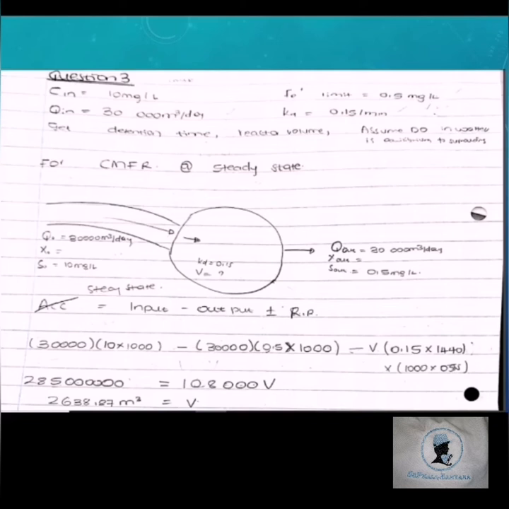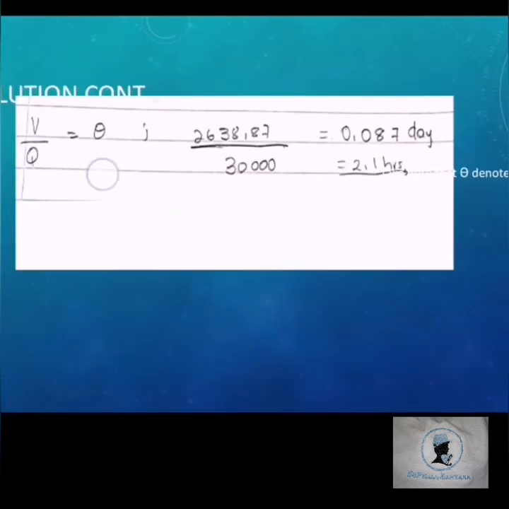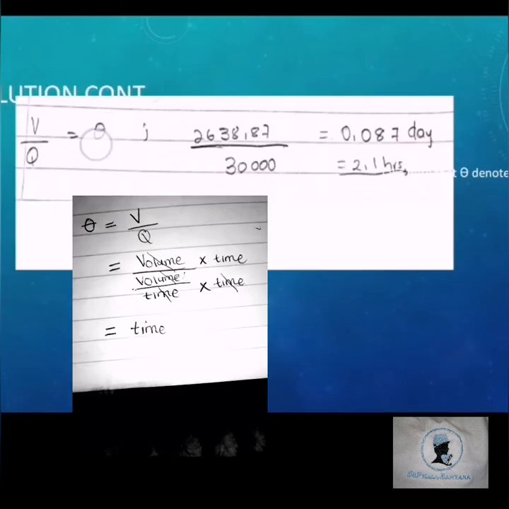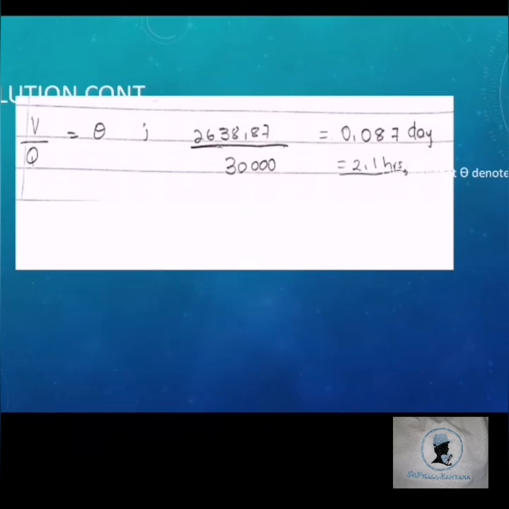And then for us to get the time, we said V over Q is equal to theta. Take note that theta denotes time. So it's 2638.87 divided by the flow rate gives us that amount of time. I'm not very sure about this time, but yeah, it gave us that. So please double check this. But the time we're not really going to use, because we can always use the volume to compare the two.